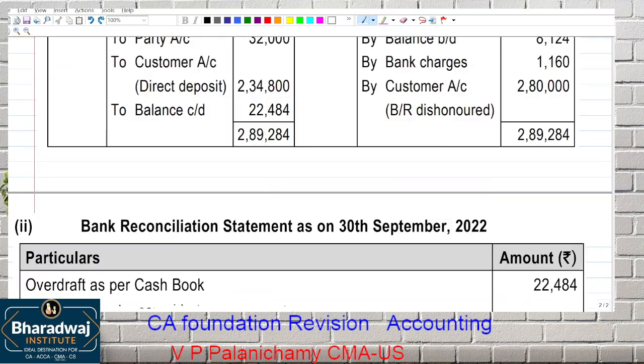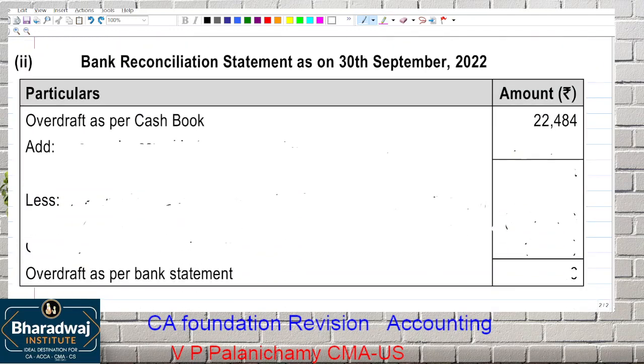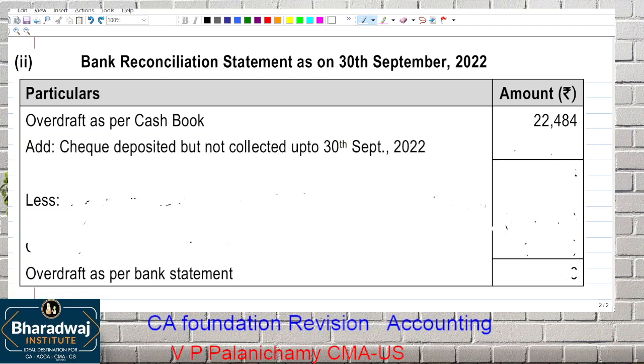Shall we? What is the amended balance? 22,484. What do we need to add? Checks deposited but not collected. Wait. Normally what would we have done? When we deposit a check, we would have added. Bank has not added, so we would have minused. Since OD is a starting point, do the opposite, add.